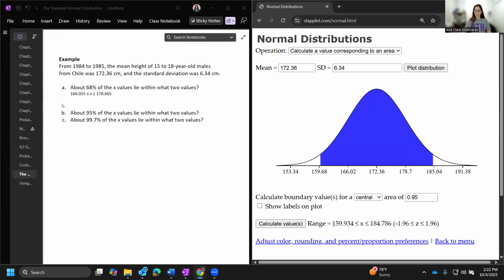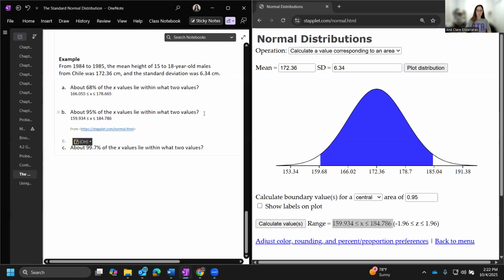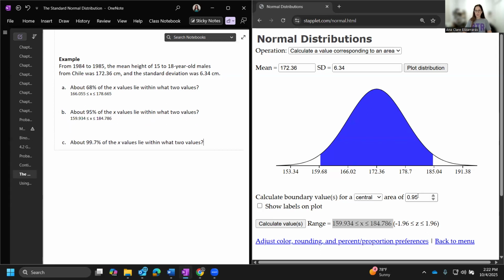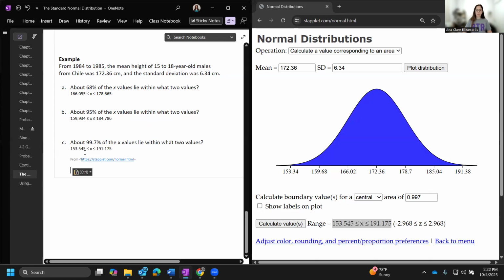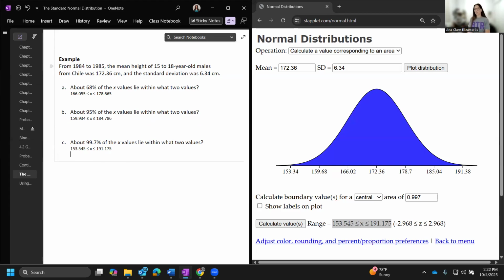For 95, again, just shy of 1 and 2 standard deviations. And then 99.7, I'm entering 0.997, and I get 153 to 191. Pretty straightforward when you're using Stapplet. You could calculate their z-scores if you wanted to, and then use the normal distribution with a mean of 0 and a standard deviation of 1, or you can just go straight for it.